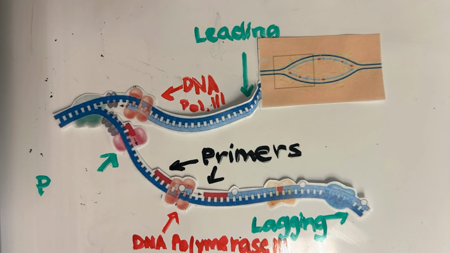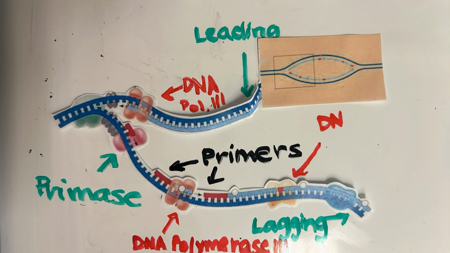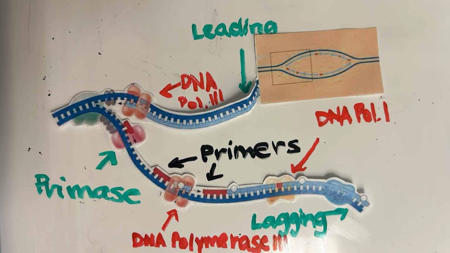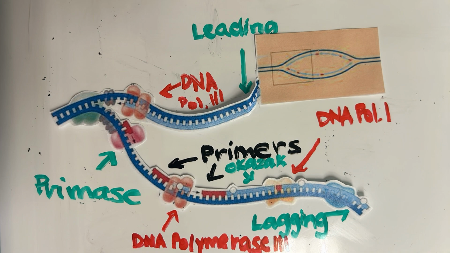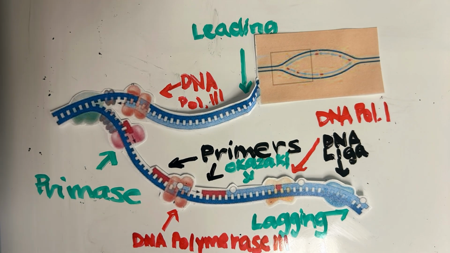RNA primers are removed and DNA is placed by DNA polymerase I, which replaces the primers. The final nick is closed by the DNA ligase protein. It creates a phosphodiester bond between the Okazaki fragments.